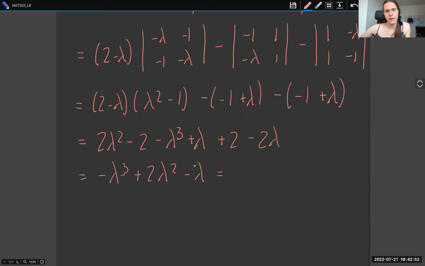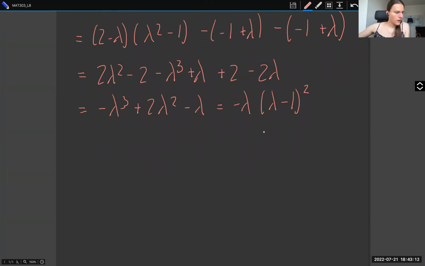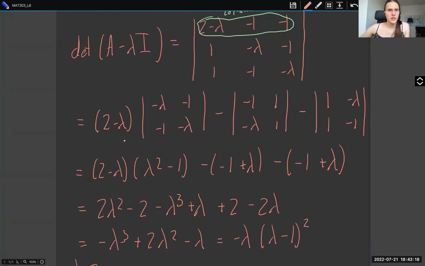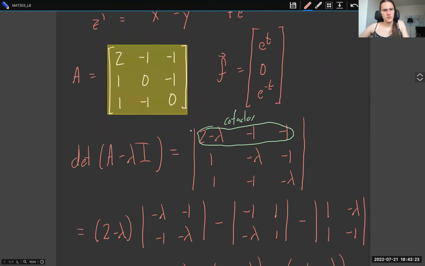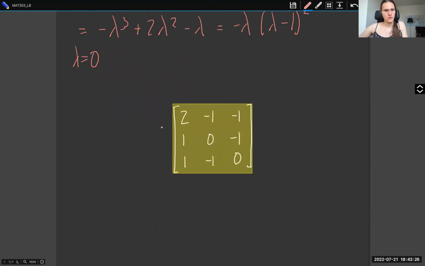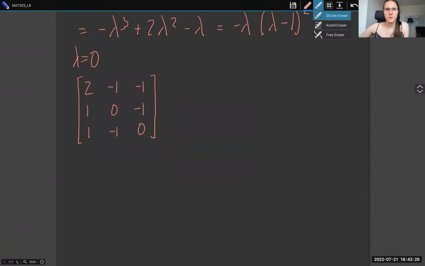So this is equal to, we can factor out a minus lambda. And then we get lambda squared minus 2 lambda plus 1, which factors as lambda minus 1 squared. Good. So for the eigenvalue lambda equal to 0, we're going to consider this matrix. And we've subtracted 0 from the diagonal, and so we want to find its kernel.